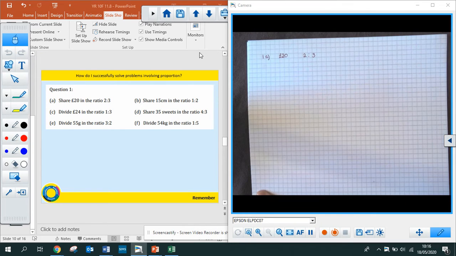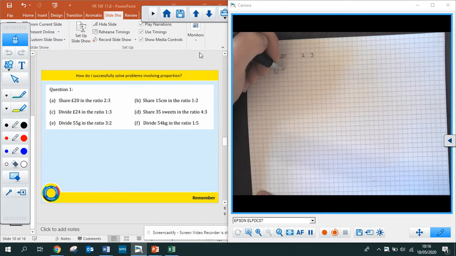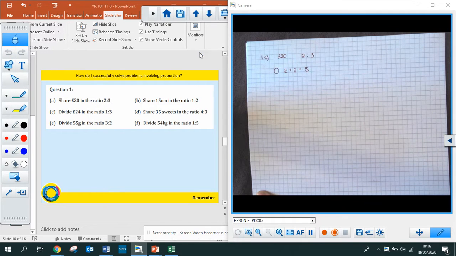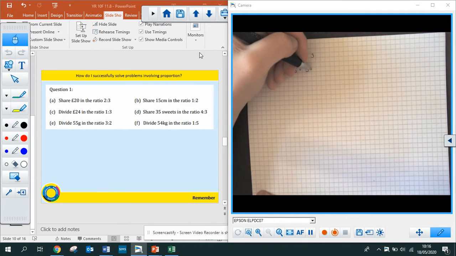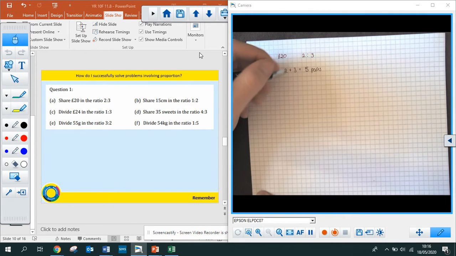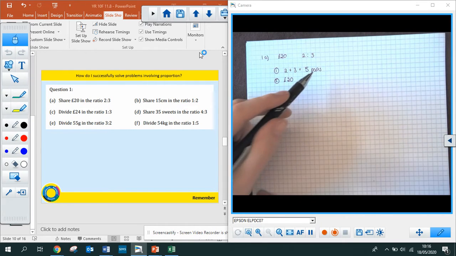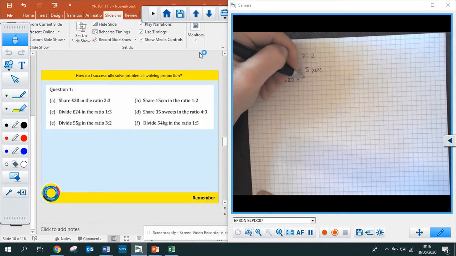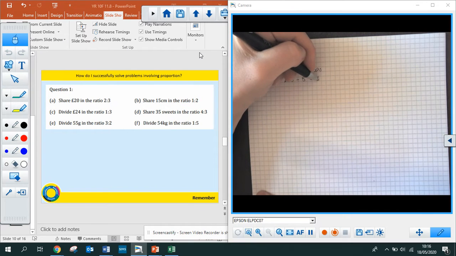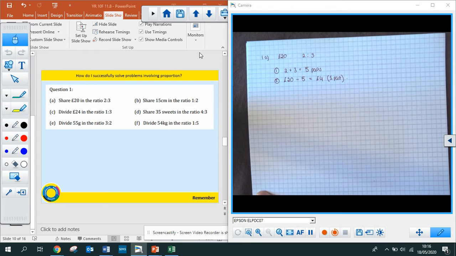Okay, remember when we're sharing in a ratio, the first step, so step 1, is add your ratio together to find the total number of parts. So 2 plus 3 is 5, that means there's 5 parts in total. Step 2, divide your amount, so £20, by the total number of parts, and that gives you the value of one part. £20 divided by 5 is £4, okay, and that's the value of one part.